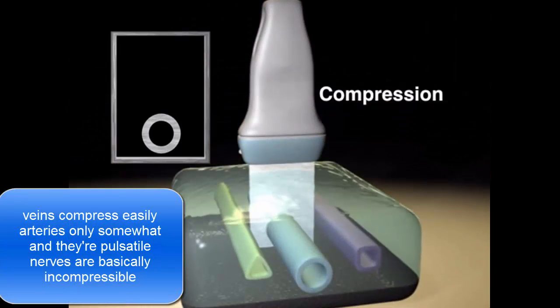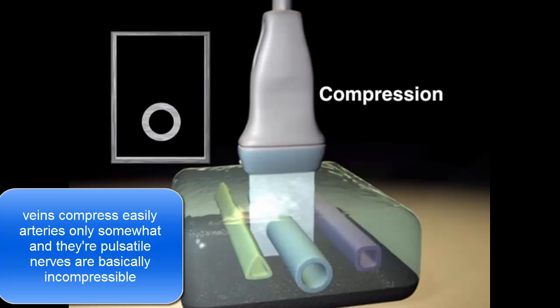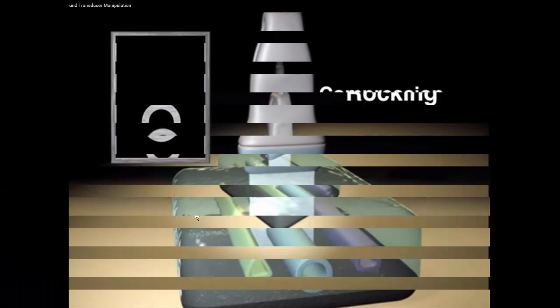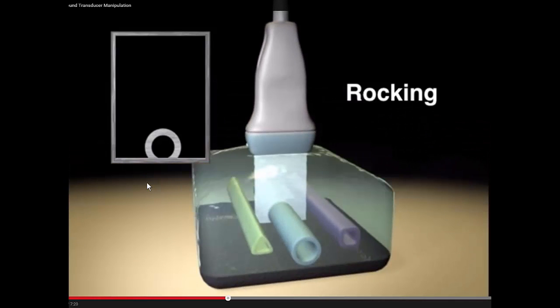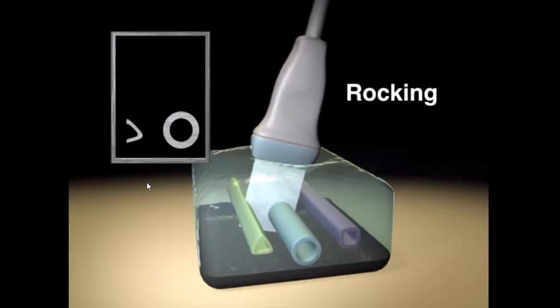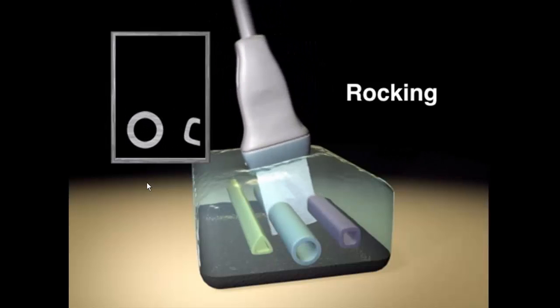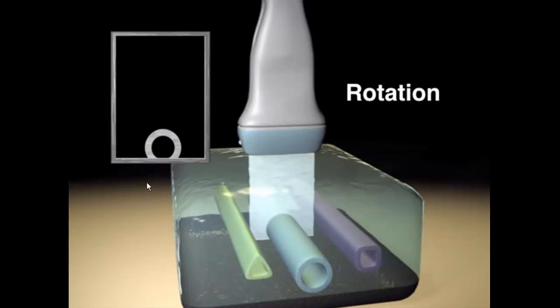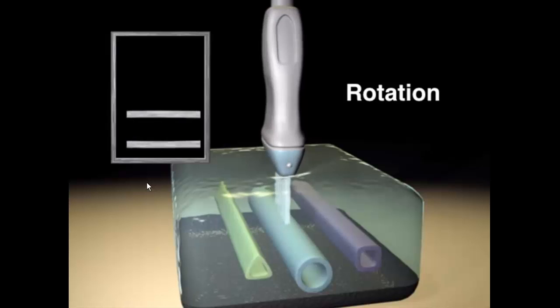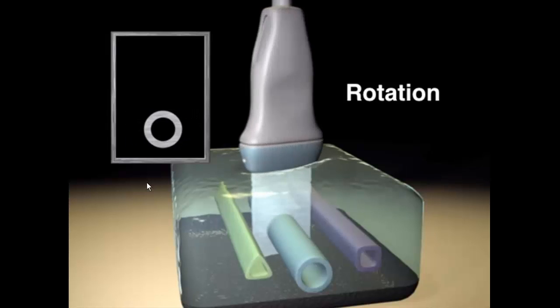We can also use the probe to compress the tissue and, with that, the underlying structures, as you can see in this animation. We can also rock the probe back and forth, as indicated here. And we can rotate the probe to switch from a short axis view, as here, into a long axis view, and back into short axis.